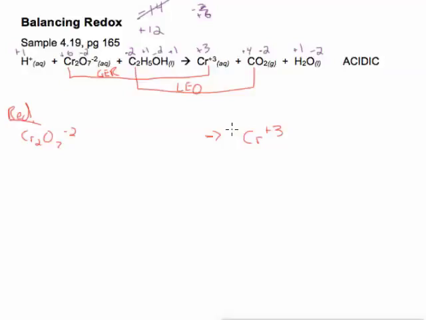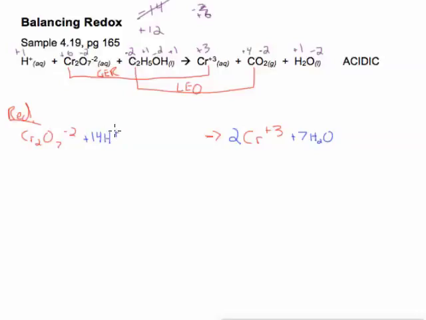The next, because this is acidic, we're going to balance oxygen with water, and then we're going to balance our hydrogen with H+. So if we need 7 oxygen on the product side, we're going to add 7 H2O. That gives us 7 times 2, that gives us 14 hydrogen atoms. So we're going to balance that with 14 hydrogen ions. Now all of our atoms are balanced, but now we also have to balance charge.